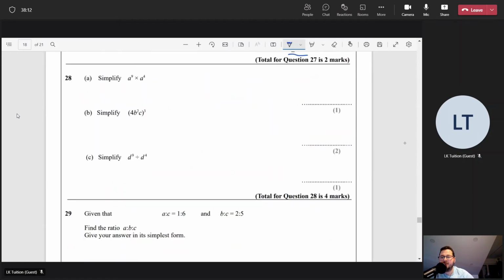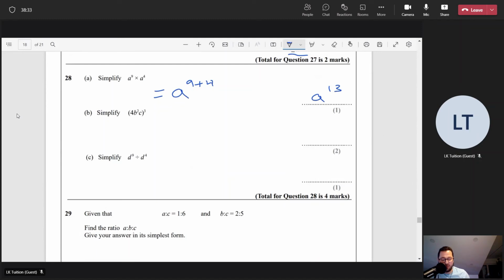Number 28. So A says simplify a^9 times a^4, so a to the power of 9 times a to the power of 4. If you times in, you just add the powers. So this is the same as a to the power of 9 plus 4, which is a to the power of 13. Now, if you're doing a power of a power, you times the powers together.